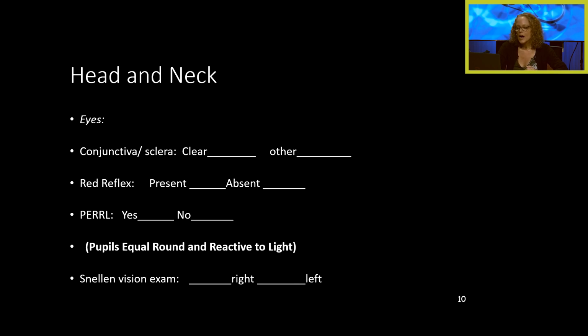So moving on to the head and the neck, we're going to take a look at the eyes, specifically the conjunctiva and the sclera, whether or not they're clear. We're going to talk a little bit about the red reflex. We're going to look at pupil assessment. Are the pupils equal, round, and reactive to light? That's PERRL. And we're going to look at visual acuity, which we determine through the Snellen vision exam.